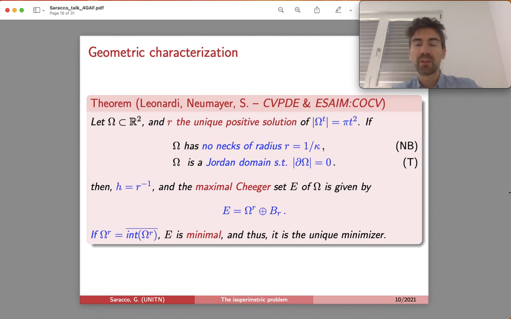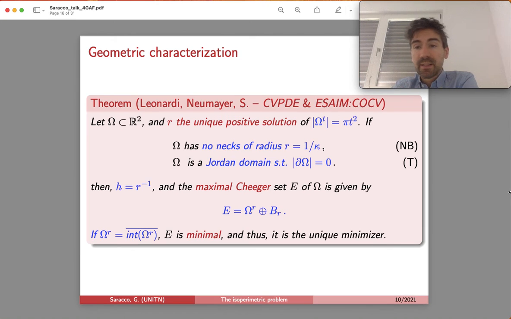Peano curves are not Jordan curves, but there are Jordan curves that fill the space. So omega has no nexus of radius r, the boundary of omega is a non-space filling Jordan curve. Well, then the Cheeger constant is the inverse of this radius r. And now we cannot talk anymore about the unique Cheeger set, but we can say that the maximal Cheeger set is given by, again, the Minkowski sum of the inner parallel set at distance r with a ball of radius r. That is, again, the union of all the balls of radius r.